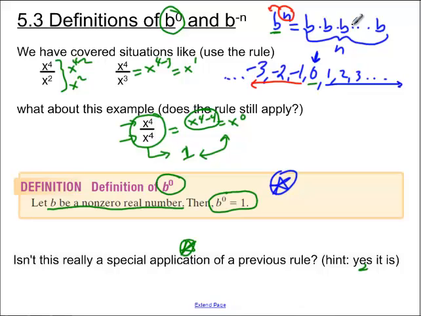So let's take a look at section 5.3 once again. We're going to do some examples today. Again, we're going to talk about b to the 0th power and b to the negative nth power, and we're going to go through some examples.